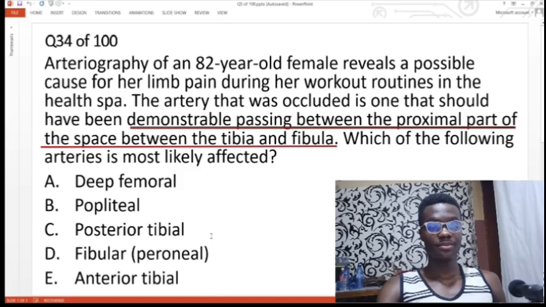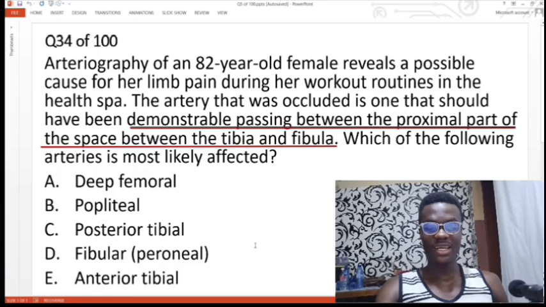So it enters the anterior compartment of the leg and supplies the muscles of the anterior compartment. Then, on reaching the midpoint between the lateral malleolus and the medial malleolus, it continues into the dorsum of the foot as the dorsalis pedis, and continues its course afterwards.